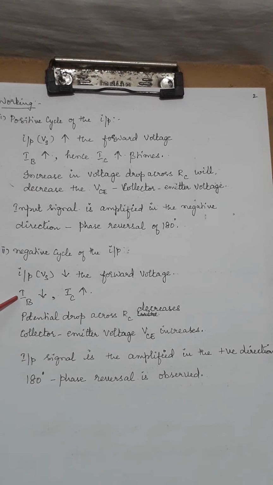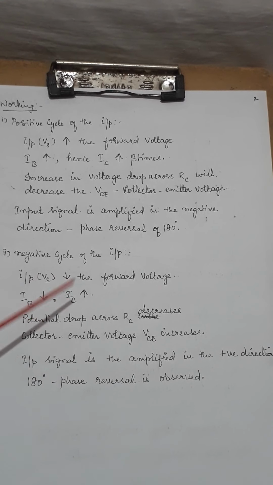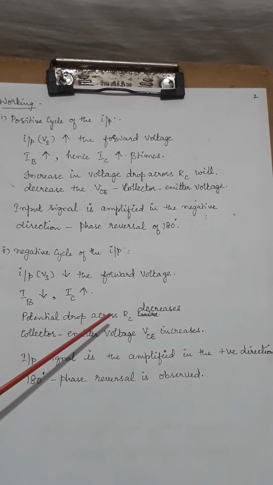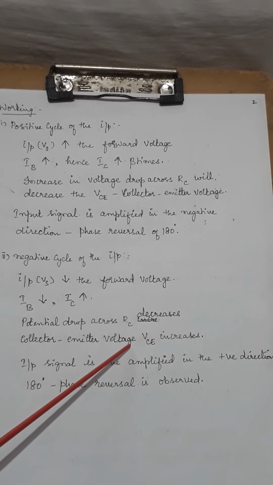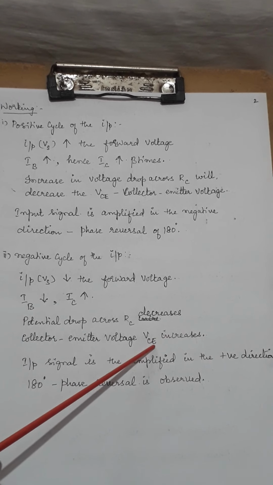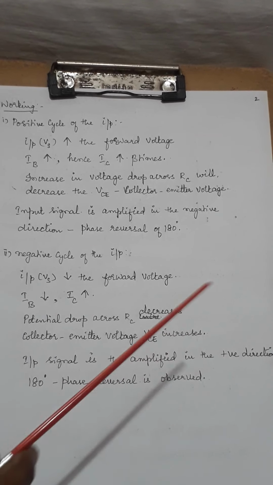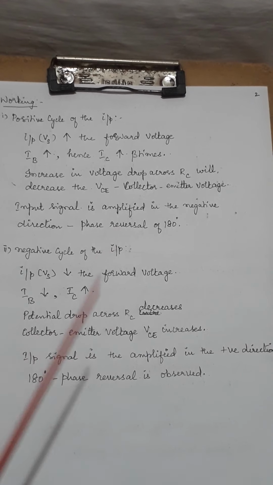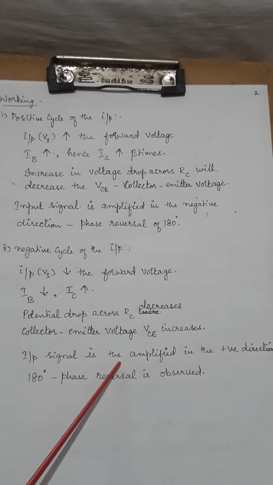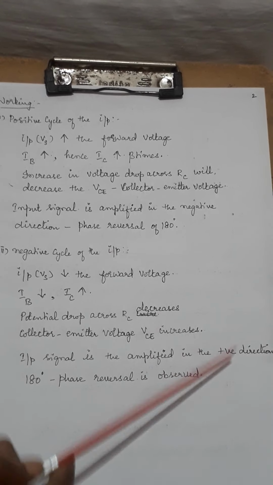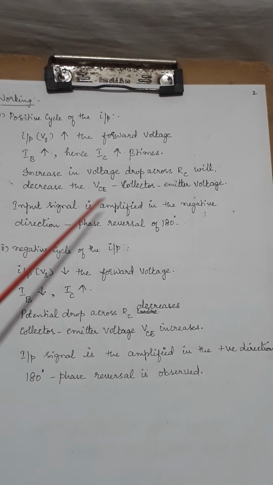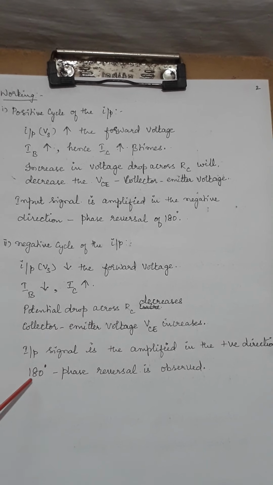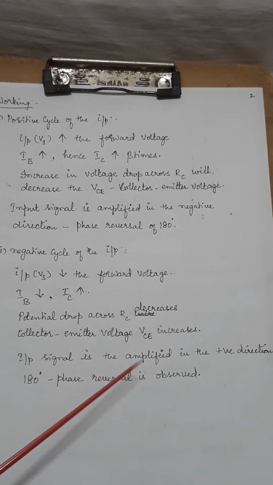IB will decrease. But though IB decreases, IC increases, the collector current increases. But the potential will decrease and the voltage will increase. So if the voltage increases, then naturally the output is drawn across the RC. Okay. So here again the input signal is amplified in the positive direction. Here the input signal was amplified in the negative direction. Here it is in the positive direction, which we call 180 degrees of phase reversal. Okay, right.